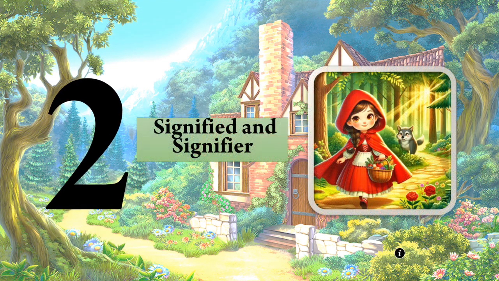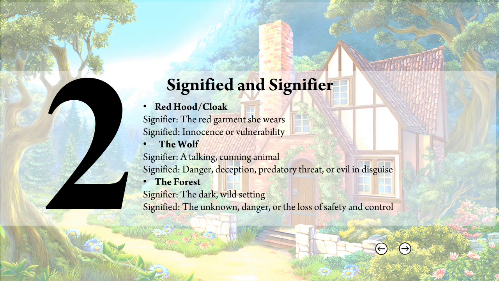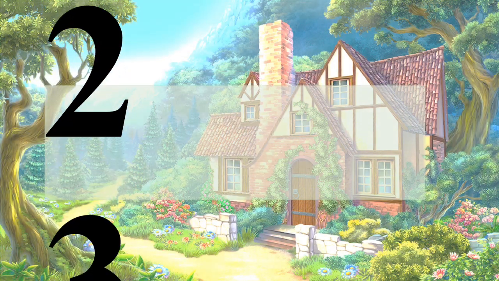Next is the signified and signifier. First is the red cloak. It signifies vulnerability or innocence. Second, the wolf. It signifies danger and deception, or evil in disguise. Third is the forest. It stands for the unknown, danger, and the loss of control.